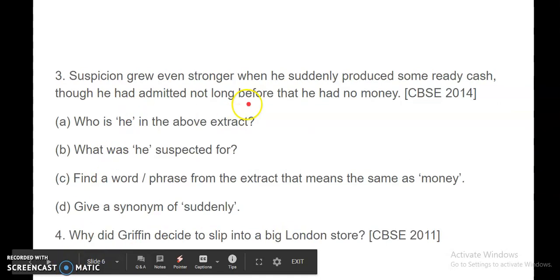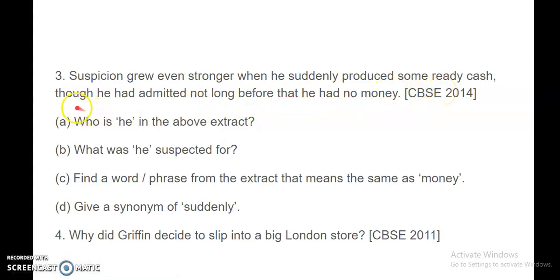Suspicion grew even stronger when he suddenly produced some ready cash, although he admitted not long before he had no money. So Griffin, when he was renting, at a certain point in time said, I have no money. But then just before he was about to be evicted, he actually stole from someone, from a neighbor, right? And he suddenly gave the money. So they became suspicious. Who is he? Or again, Griffin. Why was he suspected?